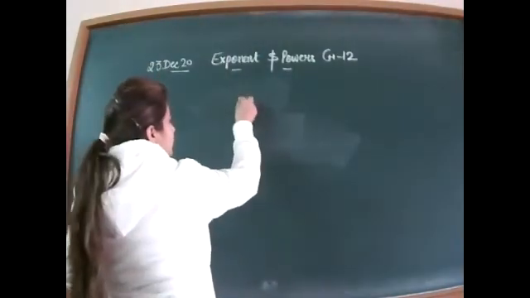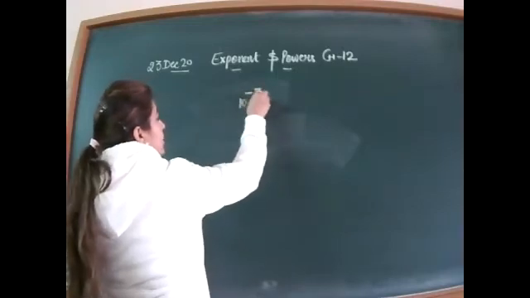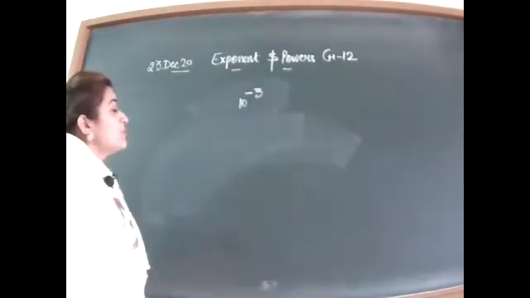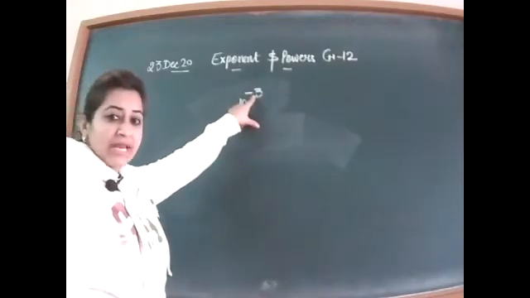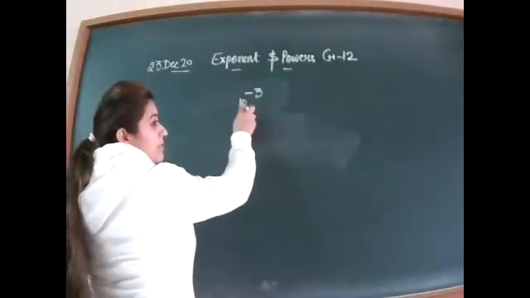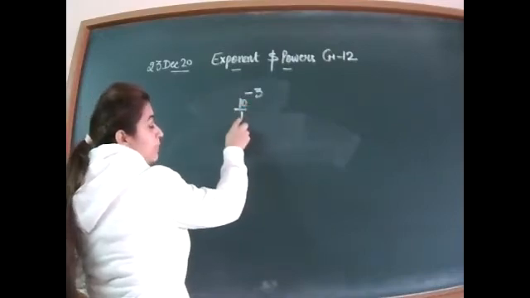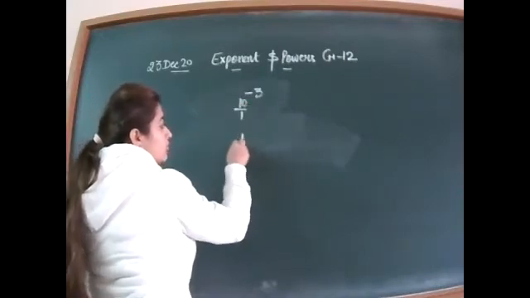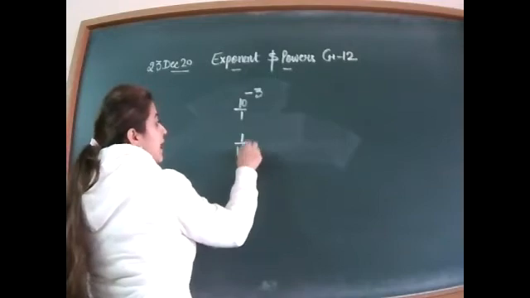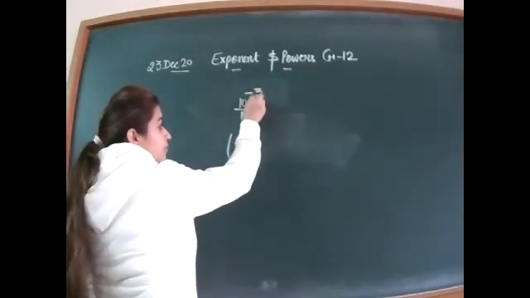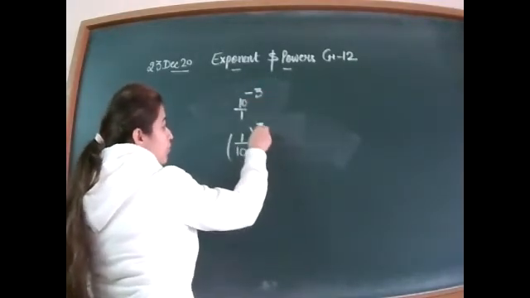Suppose you are given the term in the form of 10 raised to power minus 3. So if you want to convert this negative power into positive, you will make the reciprocal of this base. As you can see that base is 10 upon 1. If you make the reciprocal of the base, it will become 1 by 10 and the power, instead of negative, will become positive.